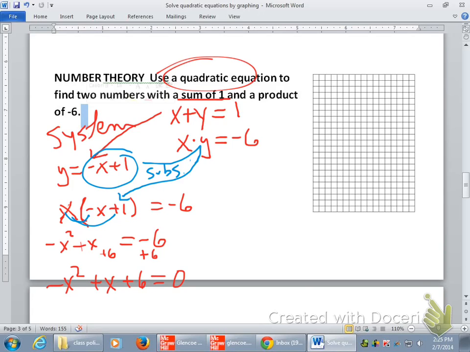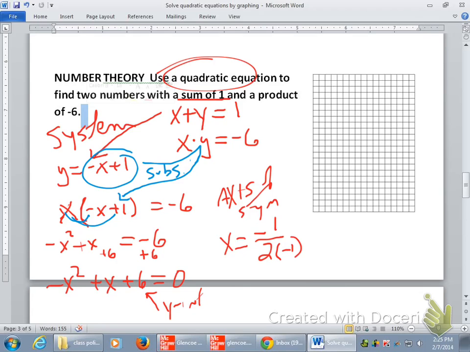Are we ready to graph this? Should be pretty close to graphing it, right? The intercept is at 6. That's my y-intercept. I need the axis of symmetry. So that's going to be x equals negative b, which is 1, divided by 2 times negative 1. So that's going to give me positive 1/2. Is that right? Okay.